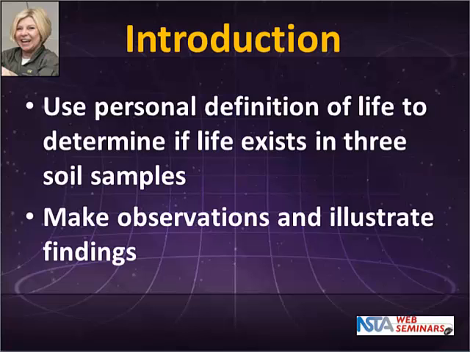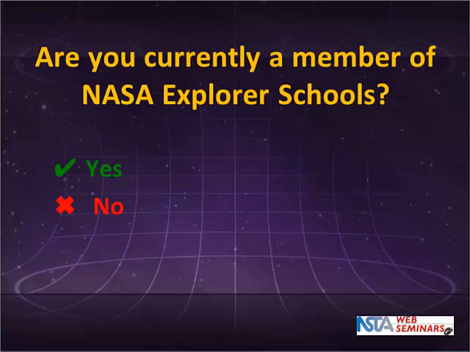And you're going to adjust that according to grade level. Wording of the definitions, again, according to grade level. And you will choose the extension activity that you want to do with this. I'm kind of gearing this toward middle school, but you can take this up or down, and I'm going to give you a lot of extensions that you can actually do that with. So again, just to review, use personal definitions of life to determine if life exists in 3 separate soil samples. And they will be making observations and illustrate those particular findings.